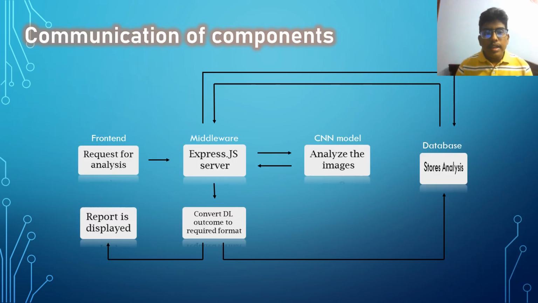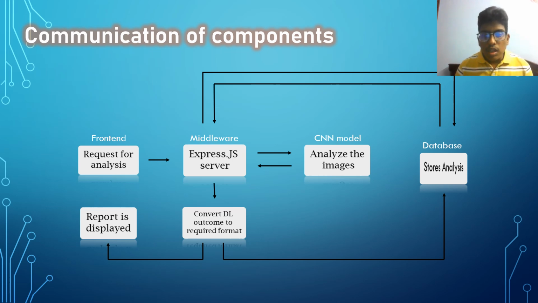Communication of components. This slide explains how the different components of the project, like front end, middleware, CNN model, and database, communicate with each other. In the front end, when an admin makes a request for analysis, the request is sent to the Express.js server. Here, the Express.js server retrieves the details of the images which are stored in our database and gets the images. Those images are sent to the CNN model.